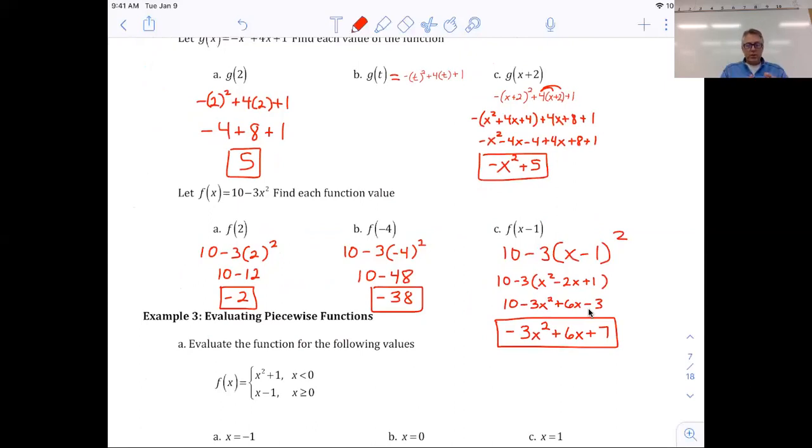So the stuff in parentheses, that's our input, which is our domain. And then the answer that it gives us, that's the output, which is the range.